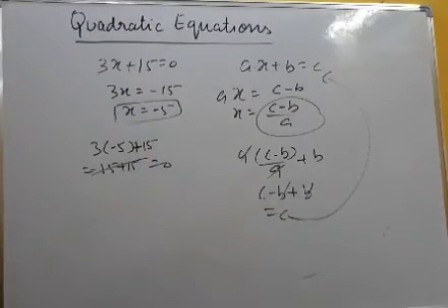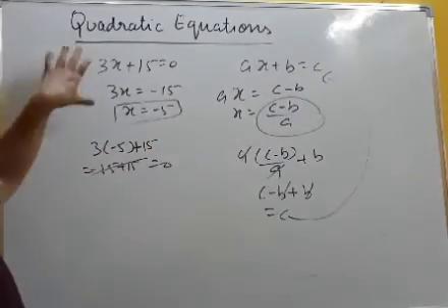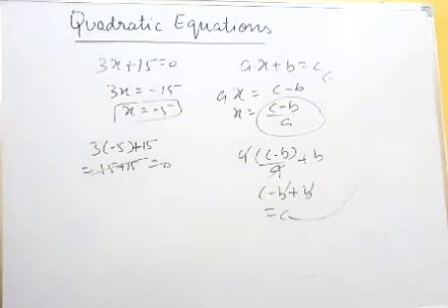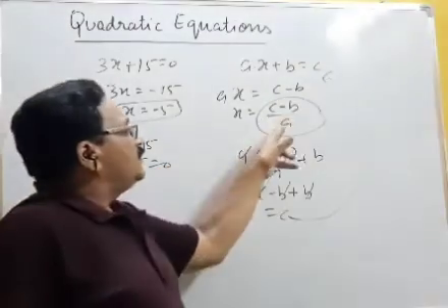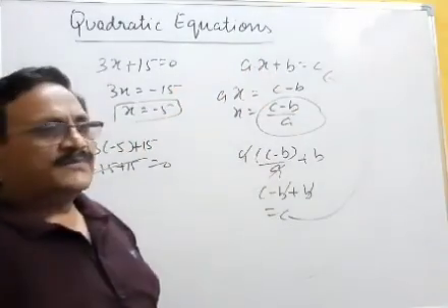If I say that minus 5 is the solution of this equation, or I say minus 5 is the root of this equation, both are the same thing. Similarly, c minus b upon a is the root of this equation, or the solution, it is the same.